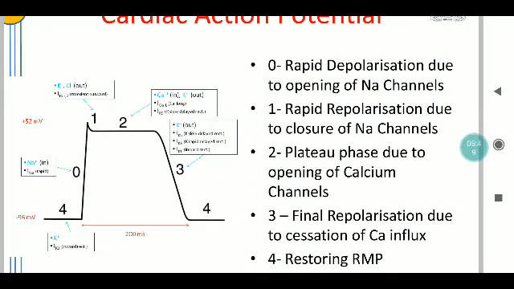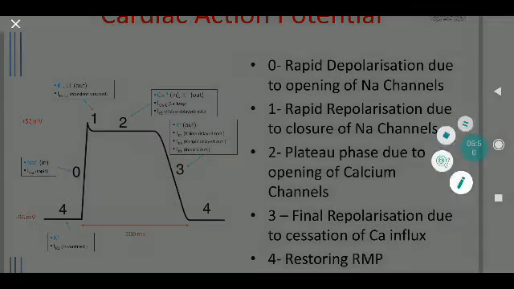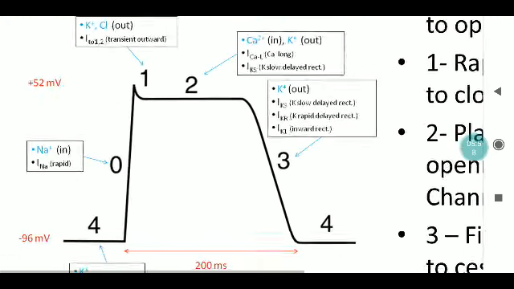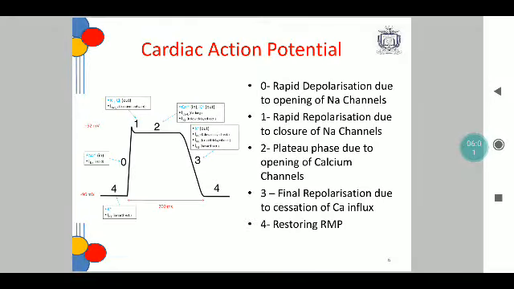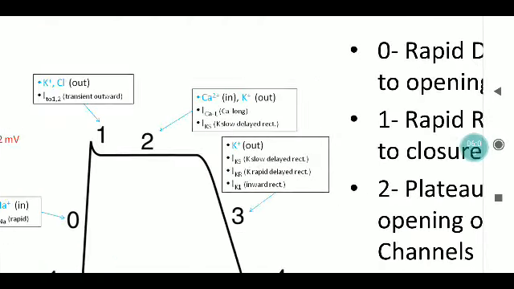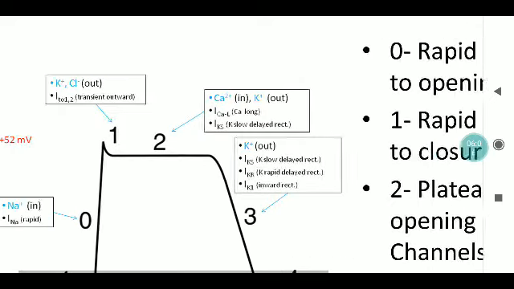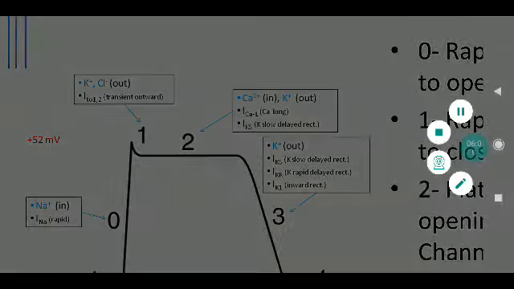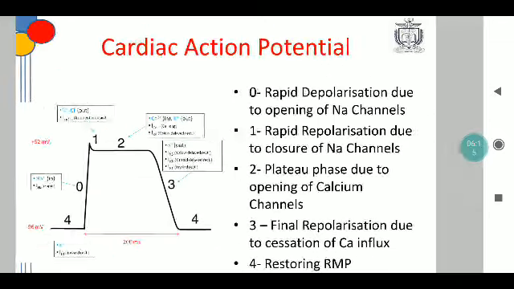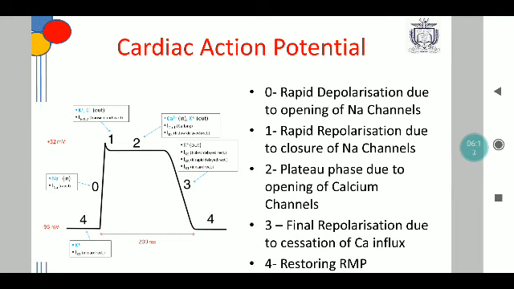What you see as 0 in this phase here is due to the rapid depolarization due to the opening of the sodium channels. So, as you can see, sodium comes in during this depolarization phase. Once it reaches its peak, the phase what you see as 1 is due to the rapid repolarization due to closure of the sodium channels. This small mini segment what you see here, that is 1. That is a rapid repolarization due to closure of sodium channels.